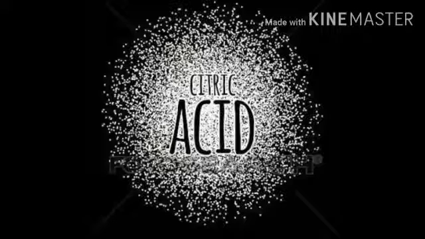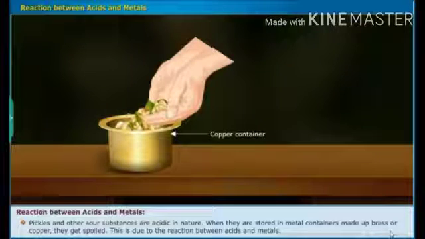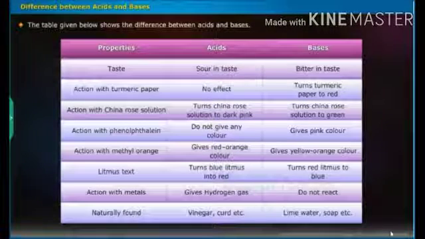Lemon contains citric acid. If we observe pickles and other sour substances which are acidic in nature, when we store them in metal containers like brass or copper, they get spoiled because of the reactions between the metal and acids. So observe the following table which shows the differences between the reactions done by acids and bases.